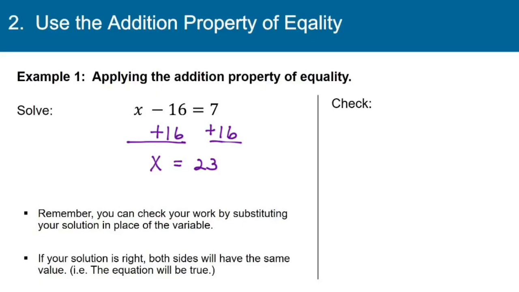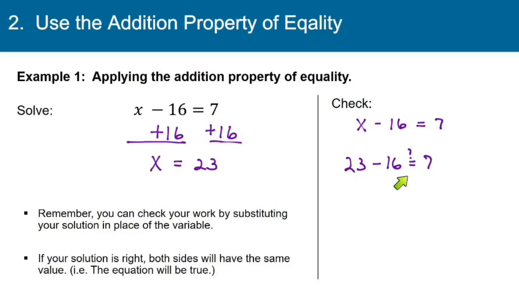So let's check our solution here. Remember, this was our original equation, and our solution that we found was 23. So we are going to replace the x with 23. And notice that I put a little question mark over the equal mark because we're not saying that the left side equals 7 here. We're asking, does the left side equal 7? So the question mark is just there to remind us that this is something we're trying to verify.